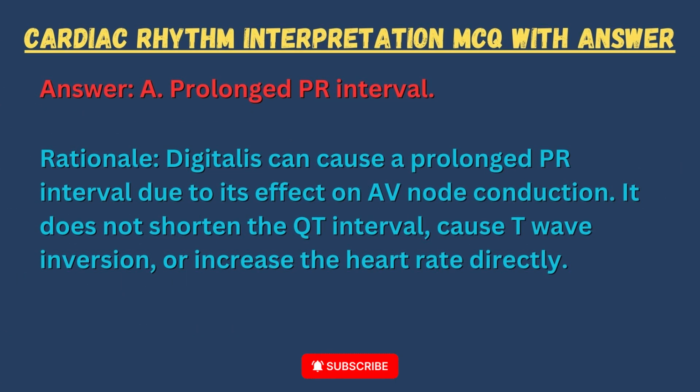Answer: A. Prolonged PR interval. Rationale: digitalis can cause a prolonged PR interval due to its effect on AV node conduction. It does not shorten the QT interval, cause T wave inversion, or increase the heart rate directly.